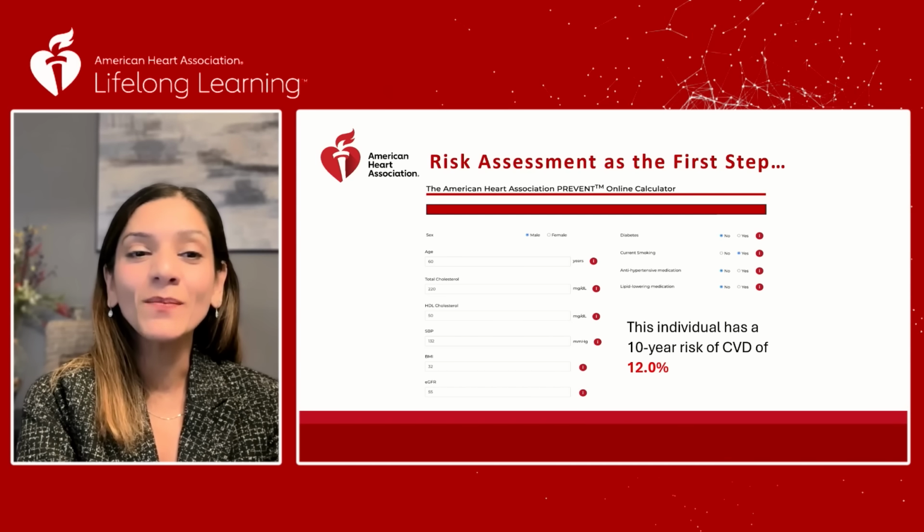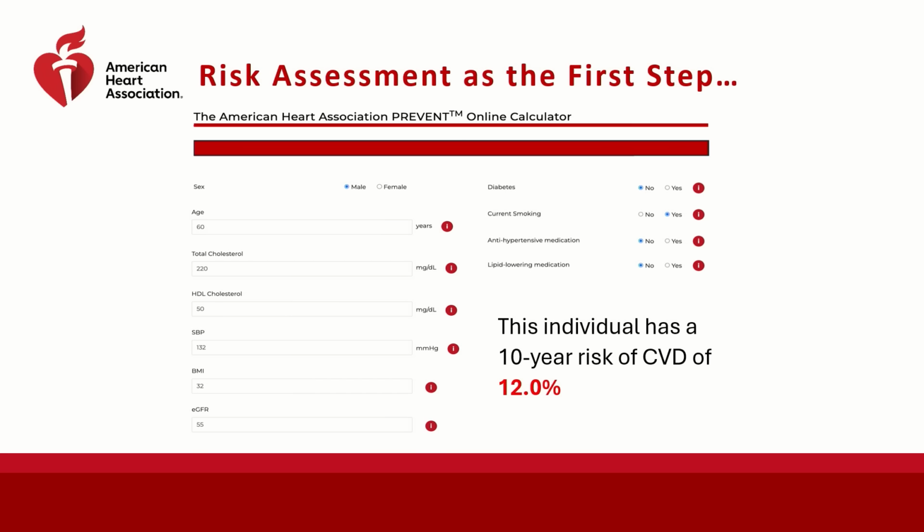If we implement risk assessment as the first step and plug these numbers into the PREVENT equations, we get an estimated 10-year risk of 12%. So what do we do with that information? We talked about this a little bit in the first segment when we were talking about the flow diagram for how we approach risk in hypertension management. Well, this person has stage 1 hypertension. They don't have diabetes. They do have CKD, and their estimated risk is 12%.